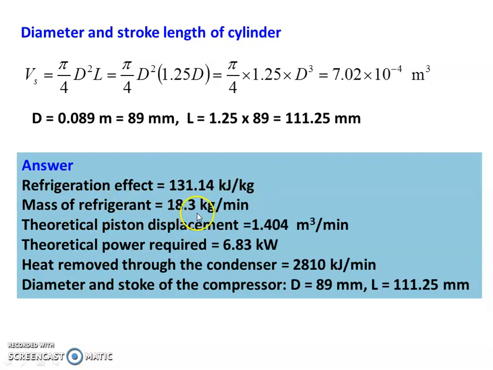So the answers to the question: the refrigeration effect equal to 131.14 kilojoules per kilogram, mass of the refrigerant equal to 18.3 kilograms per minute, theoretical piston displacement is 1.404 meter cube per minute, theoretical power required equal to 6.83 kilowatt. Heat removed in the condenser 2810 kilojoules per minute, diameter and stroke length of the compressor 89 millimeter and 111.25 millimeter. These are all the answers to the question.